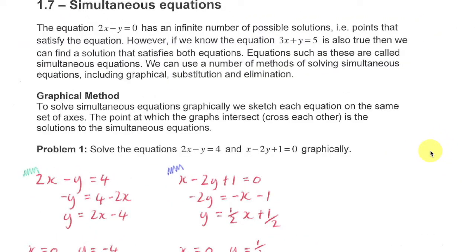At solving simultaneous equations. In problem 1, we need to do that using the graphical method. So I've got an equation 2x minus y equaling 4, and I have x minus 2y plus 1 equaling 0. I need to find the value of x and y that satisfies the first equation, and at the same time satisfies the second equation.